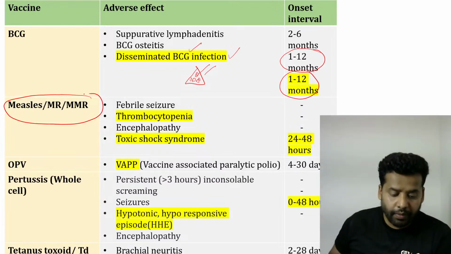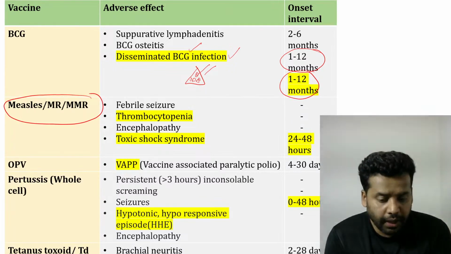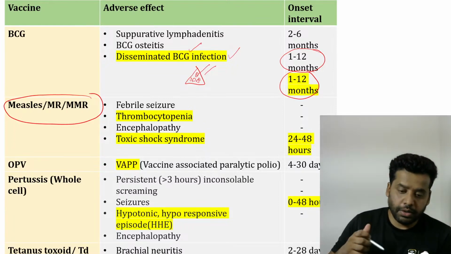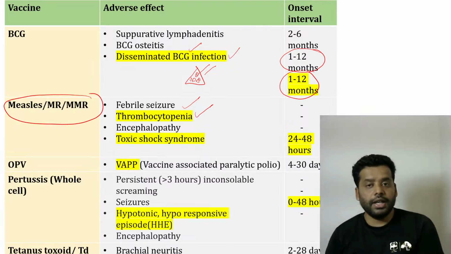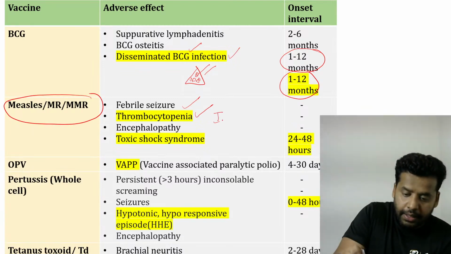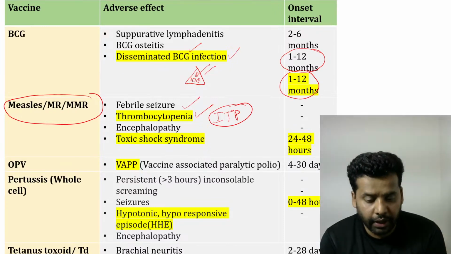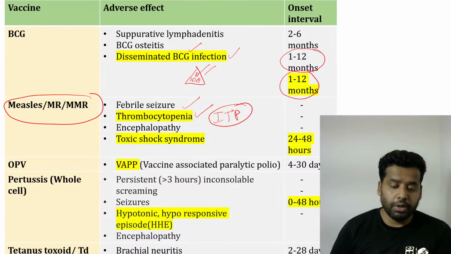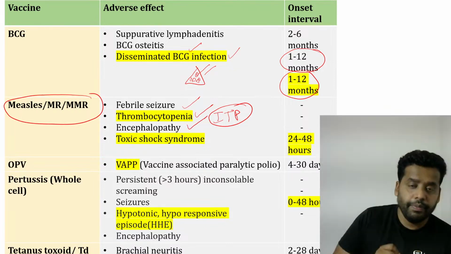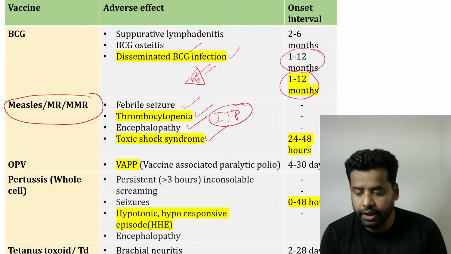Measles, MR or MMR vaccine can cause febrile seizures and thrombocytopenia. Important, they can frame questions like this: ITP, immune thrombocytopenic purpura, or encephalopathy, and toxic shock syndrome. So this question will come for you in the exam.